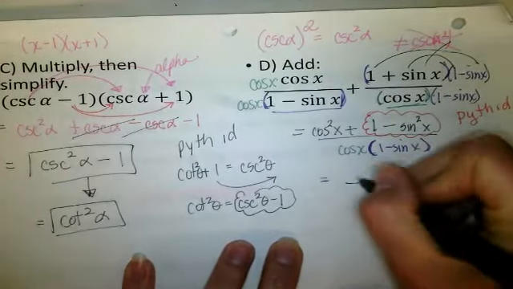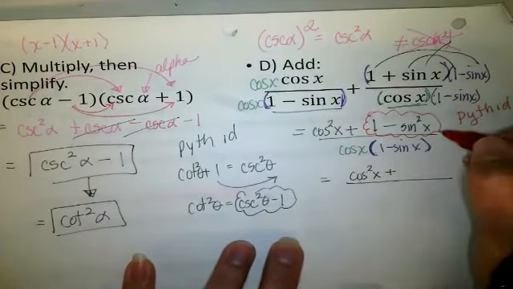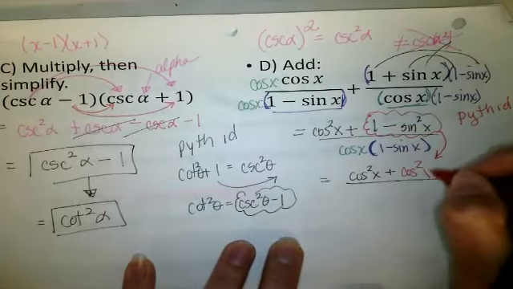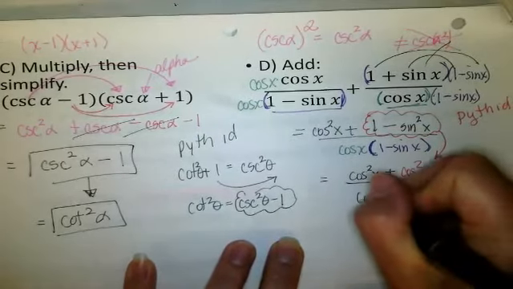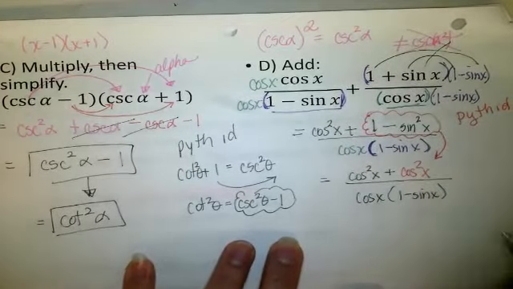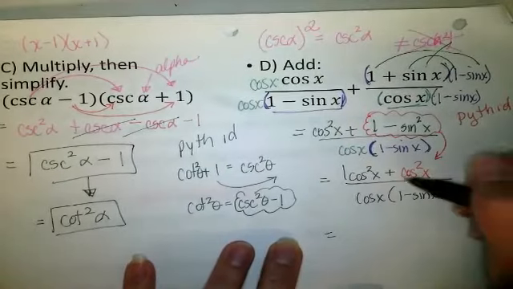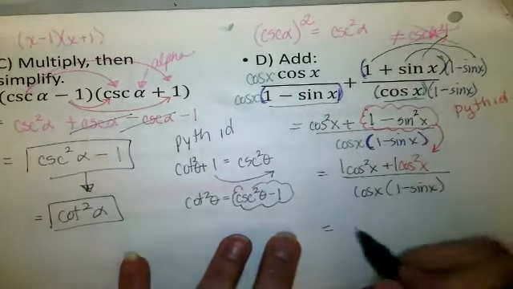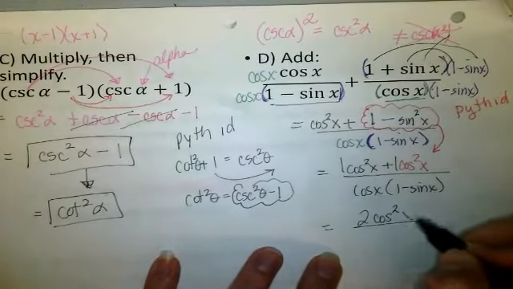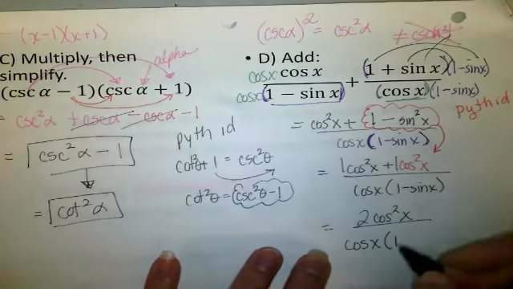So I'm going to trade that in. So I have cosine squared of x plus, and I'm trading in 1 minus sine squared for another cosine squared of x. Yeah, so 1 cosine squared of x plus 1 cosine squared of x is 2 cosine squareds of x over our denominator.